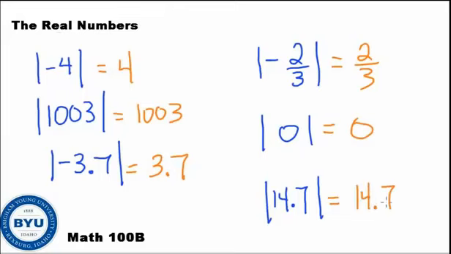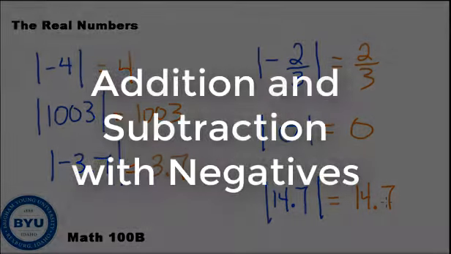So the moral of the story there is that an absolute value will always spit out a positive number. So if your number is positive, it's just going to be that answer. If it's negative, just take off the negative because we're talking about distance.